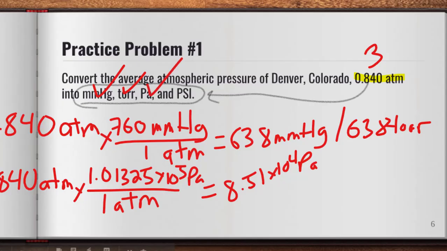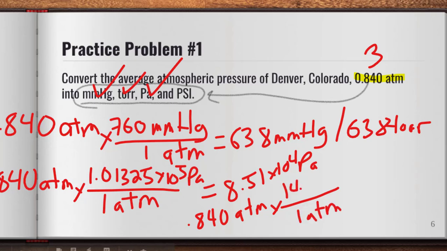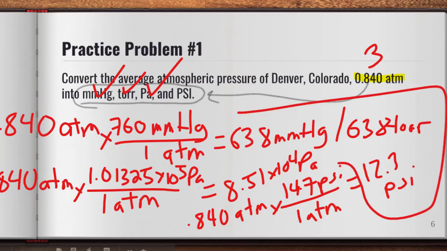All right. And the last one is PSI. Again, same process, 0.840 atm. 1 atm on the bottom of the next step. It's 14.7 PSI. We do our math and solve. Using correct significant figures, we should get 12.3 PSI. Okay? So again, simple dimensional analysis to be able to convert between one unit of pressure and another.